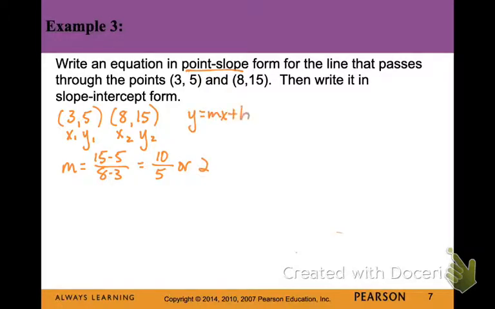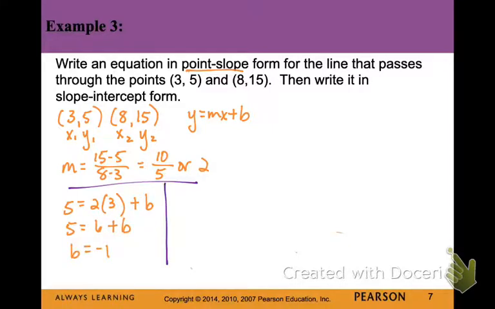Now I'm going to use the slope-intercept form to find my b value. I'm just going to use the first point, (3, 5). So I have the equation 5 equals 2 times 3 plus b, and then I solve for b, so b equals negative 1.